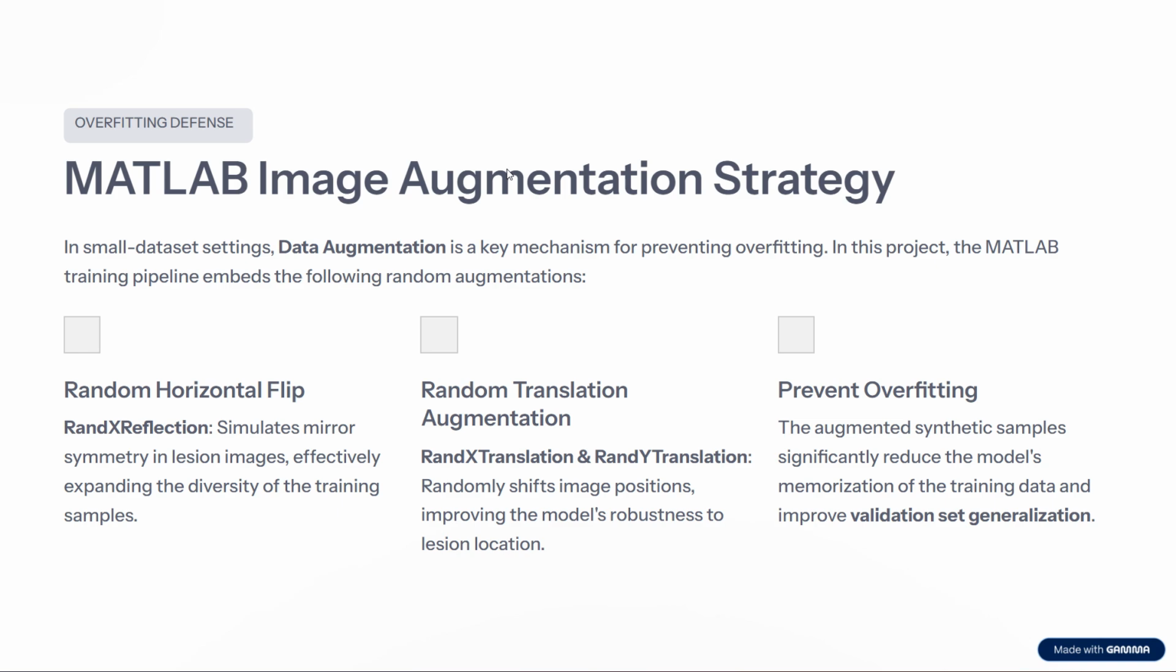Now, to conclude, this project provided us with 3 invaluable takeaways. First, we mastered the end-to-end MATLAB transfer learning workflow, successfully modifying final classification layers to repurpose massive pre-trained networks for niche tasks. And second, we witnessed the monumental impact of data augmentation.